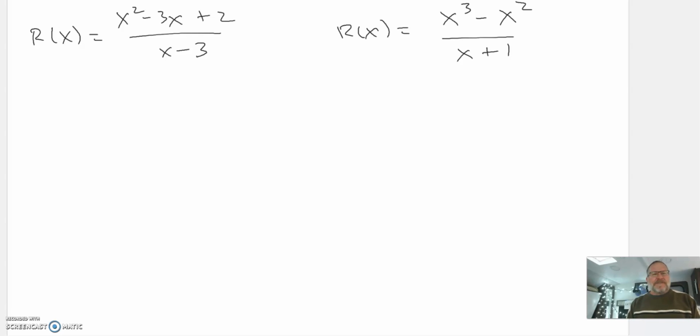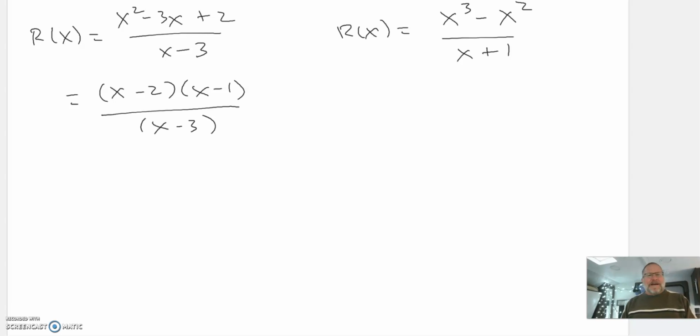Let's factor this one. Factors of 2 that make 3. Oh, I got it. Cool. I don't need parentheses on the bottom. Just, I felt like I wanted to be inclusive, I guess. I don't know. I think it just looked cooler that way.